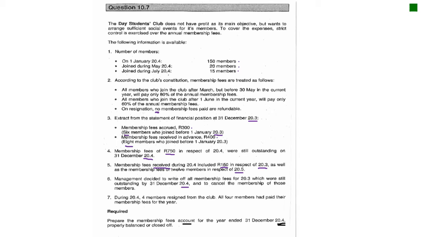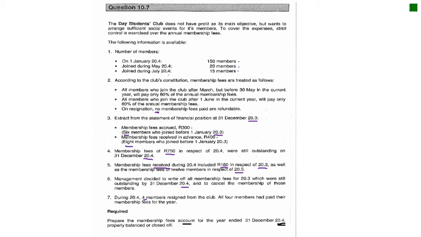So if anyone hadn't paid their membership fees, their membership was cancelled. And during 2004, 4 members resigned from the club. But remember, they don't get refunds. All 4 members paid their membership fees for the year.